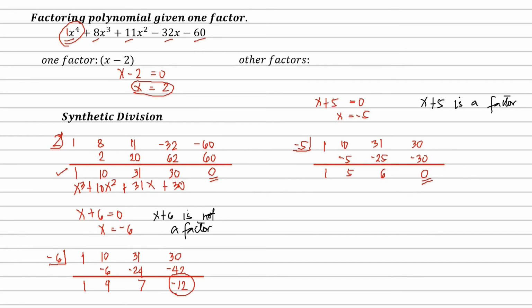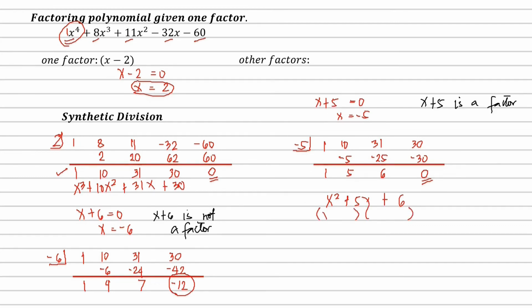So, kunin na natin itong 1, 5, and 6. Ilagay na natin or isulat na natin siya sa polynomial form. So this is x squared plus 5x plus 6. Then try na nating factor.